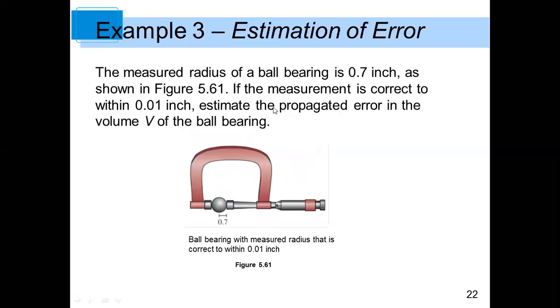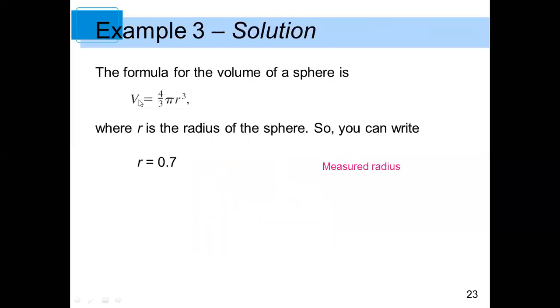So the measured radius of a ball bearing is 0.7 inches, as shown in this figure. So if you look, there's the ball bearing, and they use this measurement device to measure it. If the measurement is correct to 1/100th of an inch, estimate the propagated error in the volume of the ball bearing. Okay, so the volume formula is 4/3 pi r cubed, where r is the radius of the sphere, so you can write r as 0.7. So the possible error is within 1/100th of an inch. So it could be 1/100th of an inch too small or 1/100th of an inch too big.